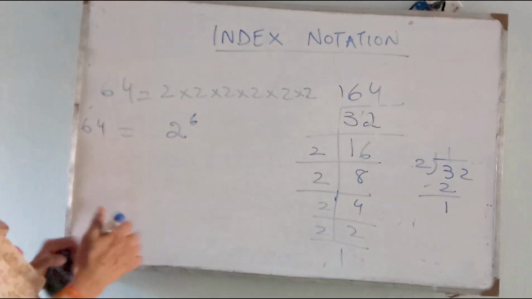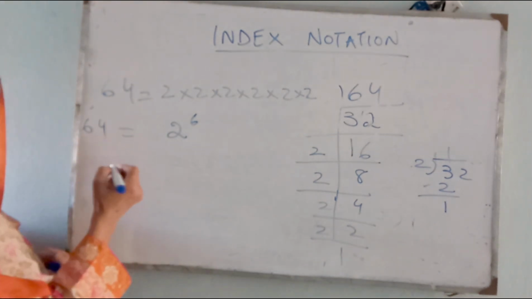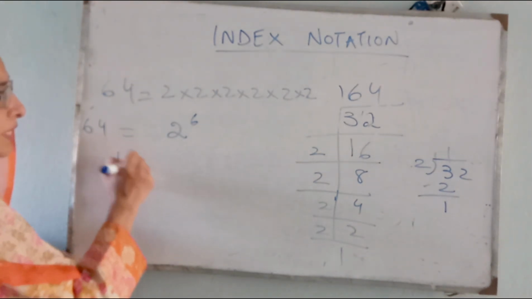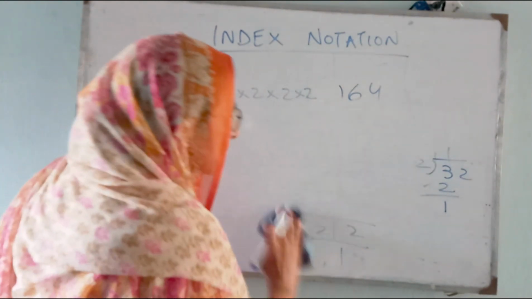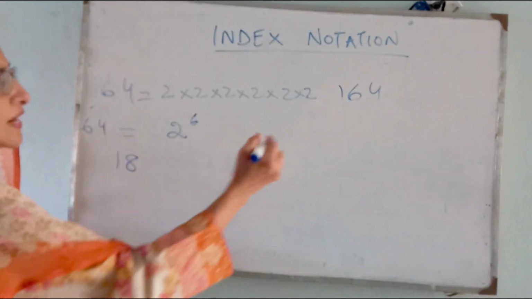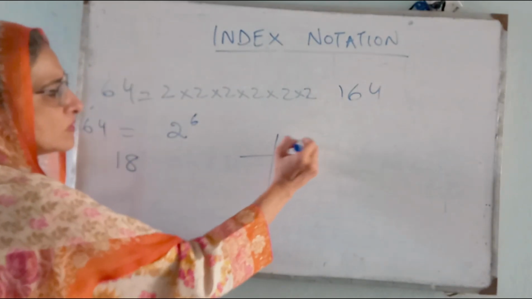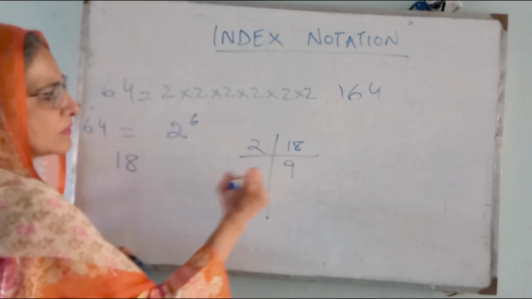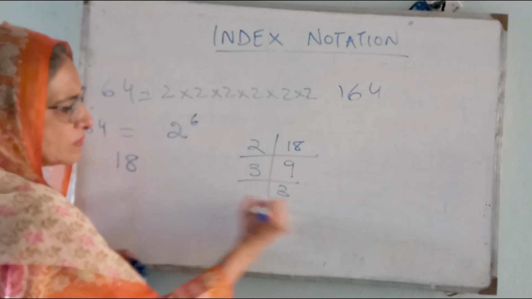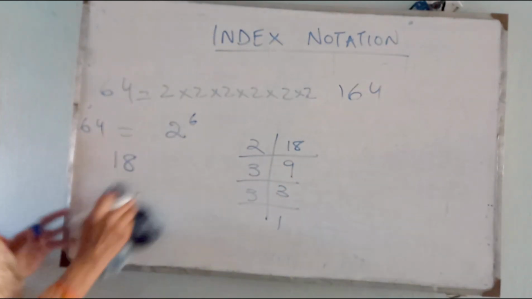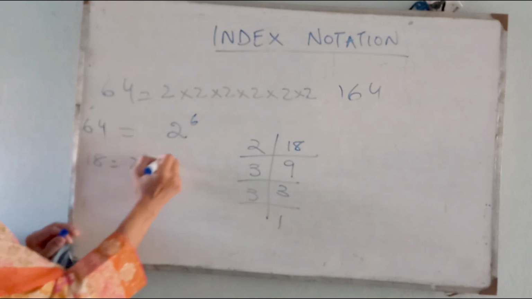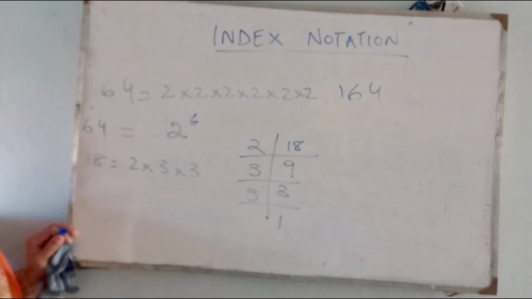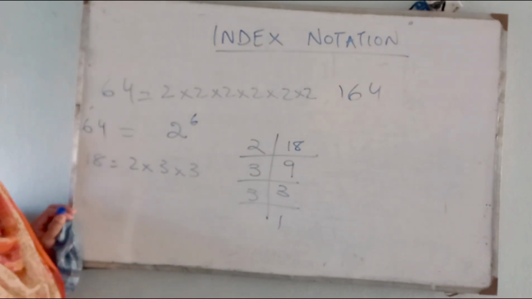Okay, let's take another example. 18. What are the factors of 18? The factors of 18 are 2 9s are 18, 3 3s are 9, 3 1s are 3. So the factors of 18 are 2 multiplied by 3 multiplied by 3. I want to write this in the form of index notation.